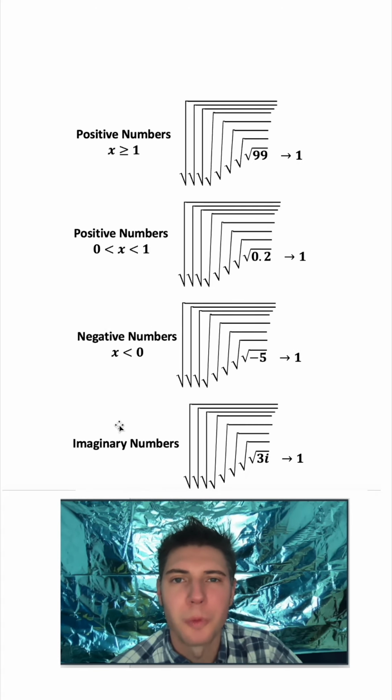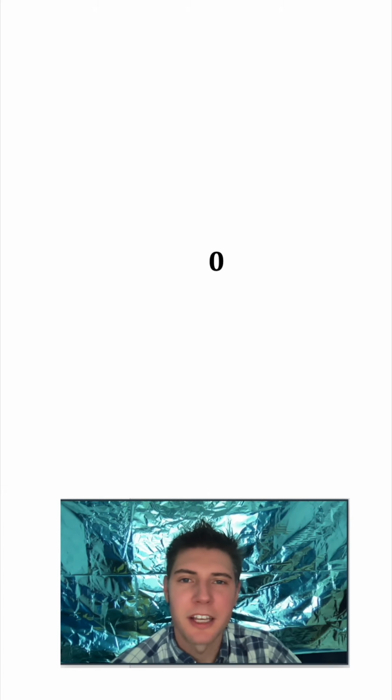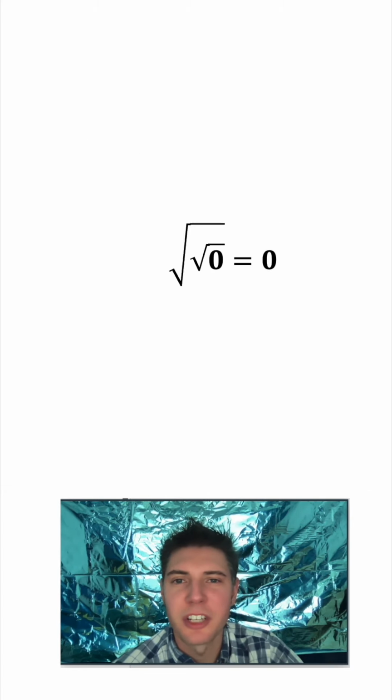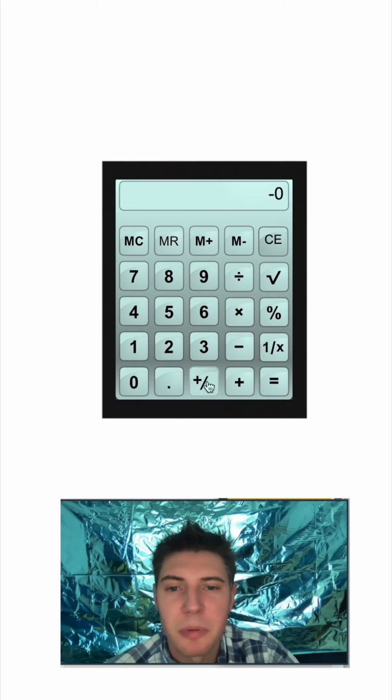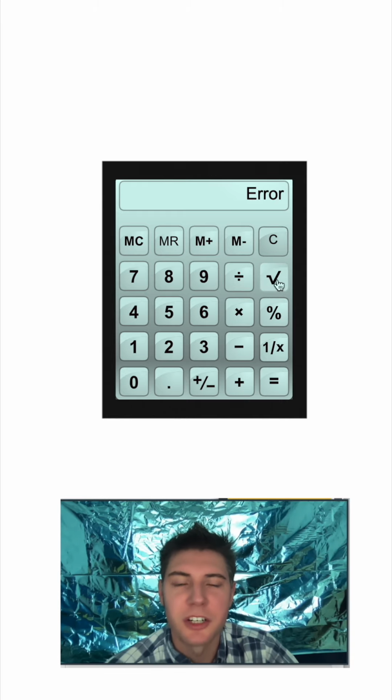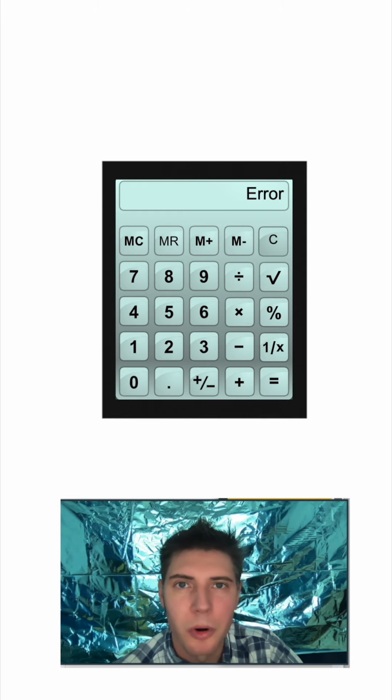They will all approach 1 as you keep taking square roots. The only number that won't is 0. That's because the square root of 0 is 0, and as you keep taking square roots, it's just going to keep being 0. One issue with some calculators, if we plug in -5 and take the square root, it just says error. But it does actually approach 1. This calculator just isn't designed for imaginary numbers.